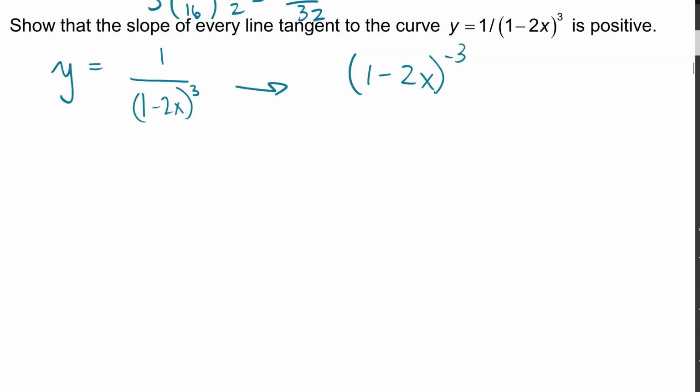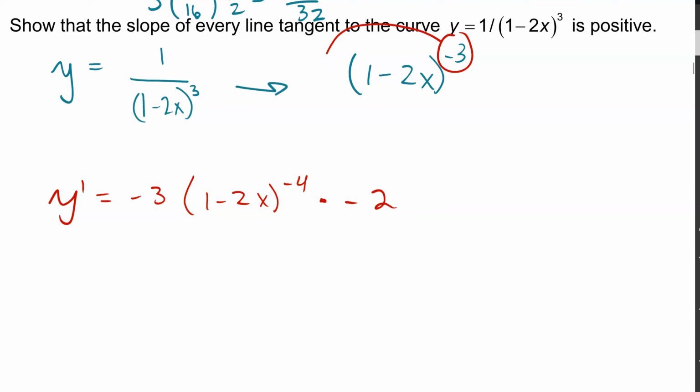Negative 3 times 1 minus 2x to the negative 1 times negative 2. Ooh, got him. Okay, so pause. What we did was the chain rule. You take the negative 3, bring it in front. Power rule, right? Okay. Then, chainy chain, we got to go inside and take the derivative of the inside. We do the outside, then we do the inside. Derivative of 1 minus 2x is negative 2. Oh, yeah, we're good.